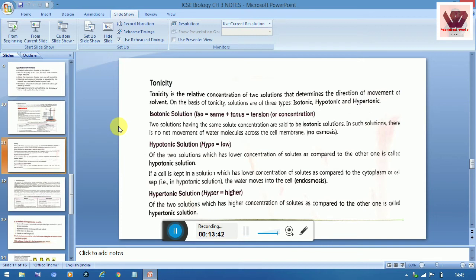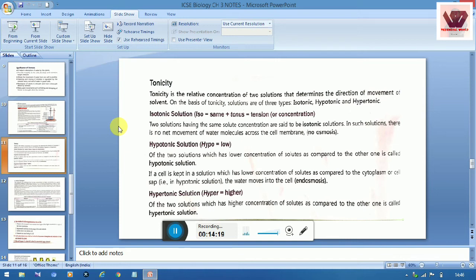Now we shall see tonicity. Tonicity is the relative concentration of two solutions that determine the direction of the movements of solvent. On the basis of tonicity, there are three types: isotonic, hypotonic and hypertonic. ये isotonic क्या होता है? Two solutions having the same solute concentration are said to be isotonic solution. In such solution, there is no net movement of water molecules across the cell, so there osmosis नहीं होता है, right?